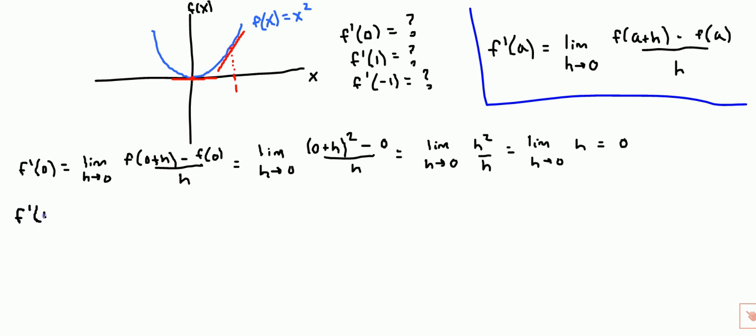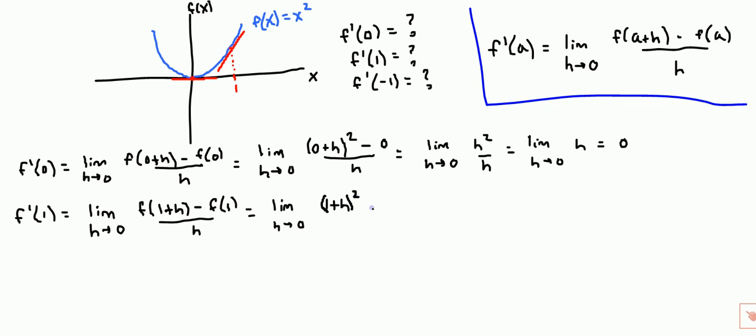F prime of 1. We have the limit as h approaches 0 of f of 1 plus h minus f of 1, divided by h. Okay, let's plug in. We have the limit as h approaches 0. F of 1 plus h is going to be 1 plus h quantity squared. What's f of 1? F of 1 is 1 squared. That's just 1. And all divided by h.